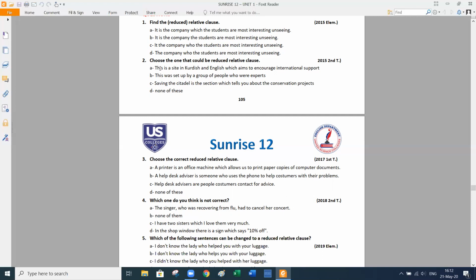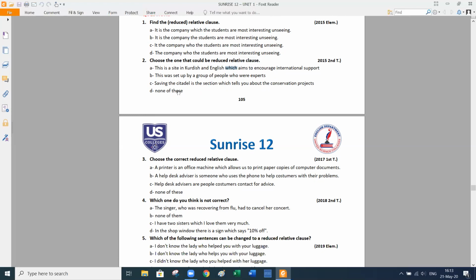This is a site in Kurdish and English which aims to encourage international support. Which aims: which is the relative pronoun, but it's the subject, not the object, because aim is the verb and which comes immediately before the verb. So this is subject, so this cannot be reduced.